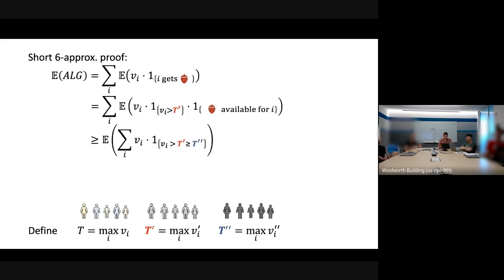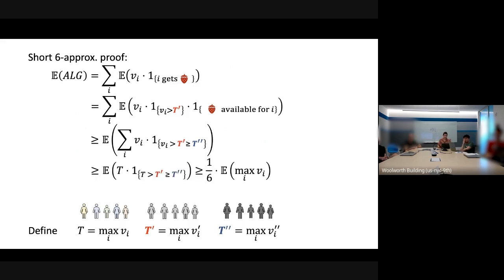When I said that the item was available for i, what does that mean? The item being available means that no one before agent i took the item, right? That means that none of the values of the agents that came before i had a value above T prime. Now, the maximum of the values of the agents that came before i is at most the maximum of independent realizations of all agents, right? So I can upper bound the maximum of valuations of previous agents by T double prime. So I can rewrite these two indicators as the indicator that Vi is larger than the threshold, and that the threshold is larger than an independent copy of the threshold, right?